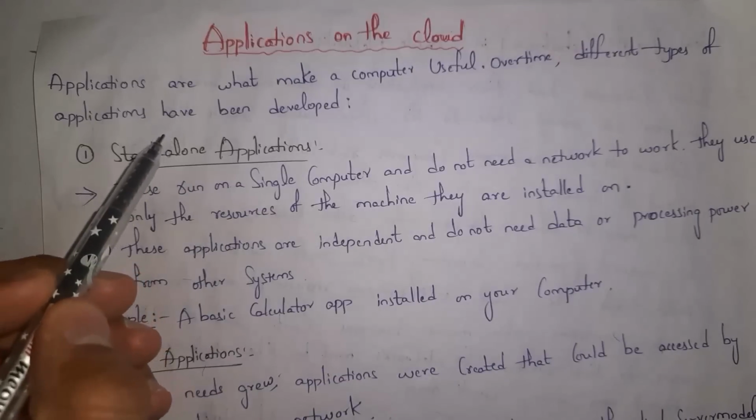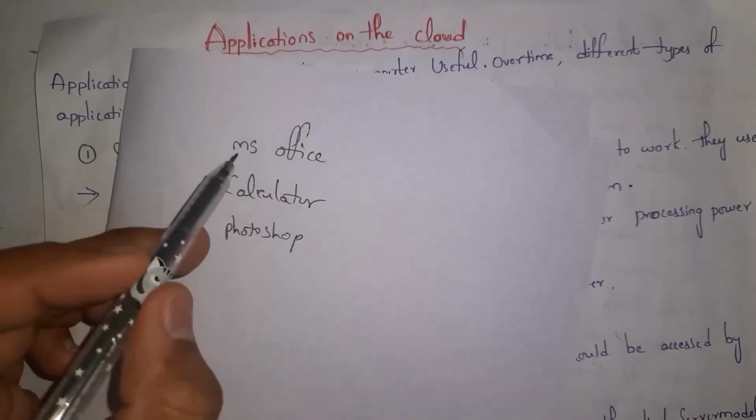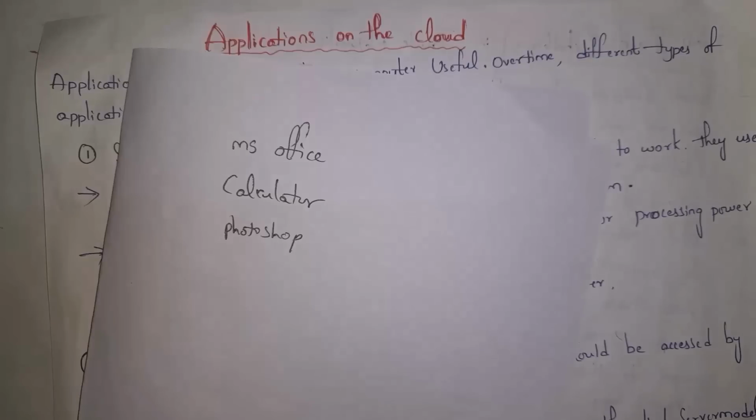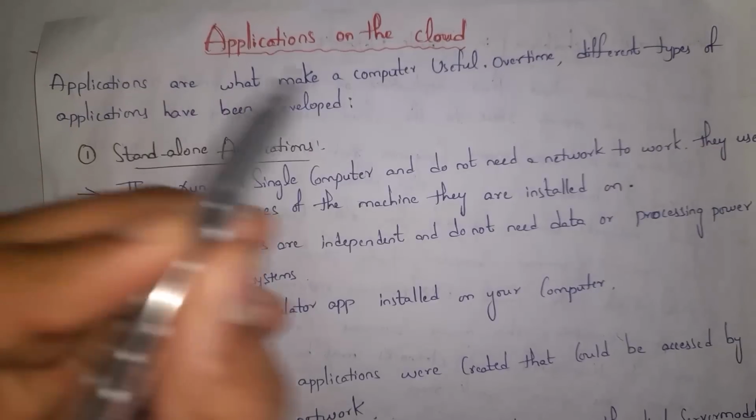Guys, we use a computer in order to run applications. For example, if you consider MS Office, calculator, Photoshop, all these are applications in a computer. Applications are nothing but software. So without applications, there is no use of a computer. So applications are what make a computer useful.